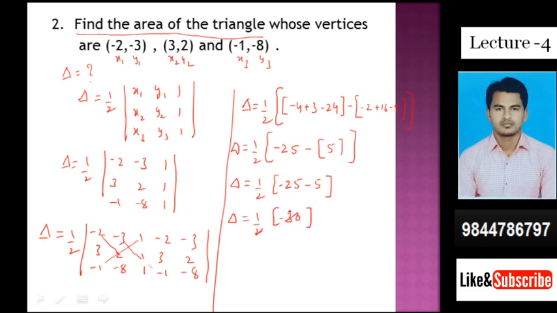Now cancellation, 15s are, delta is equal to how much? Minus 15. I told you the first remark, area is never negative, it means 15 square units. Write the reason: because area is never negative. Clear?